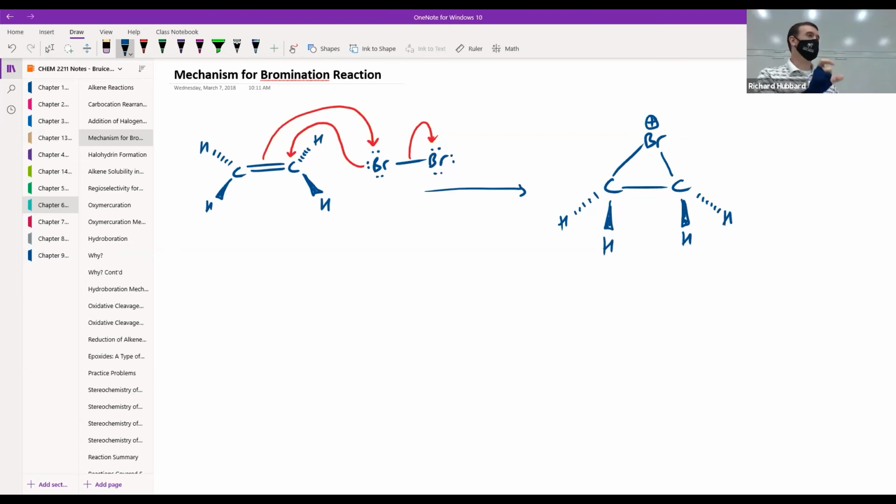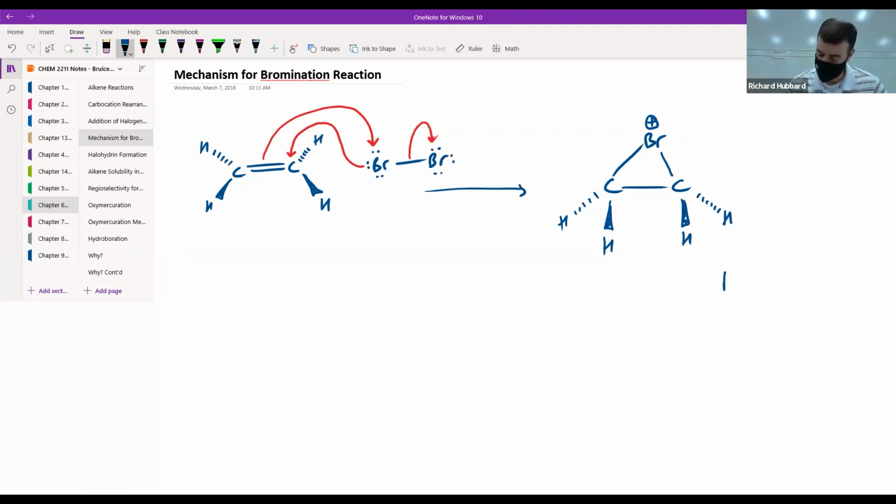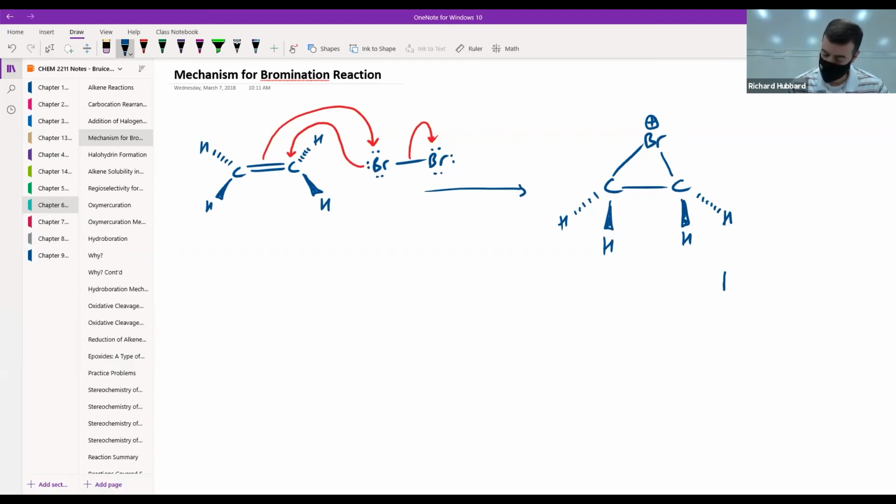Now, under normal circumstances, a carbon would lose out to a bromine, but this is a positively charged bromine. It's angry. It's deficient in electron density, so it's pulling even more aggressively. So this is a very electrophilic intermediate. So what happens now is, there's our bromide, right? That's the other part of our Br2.